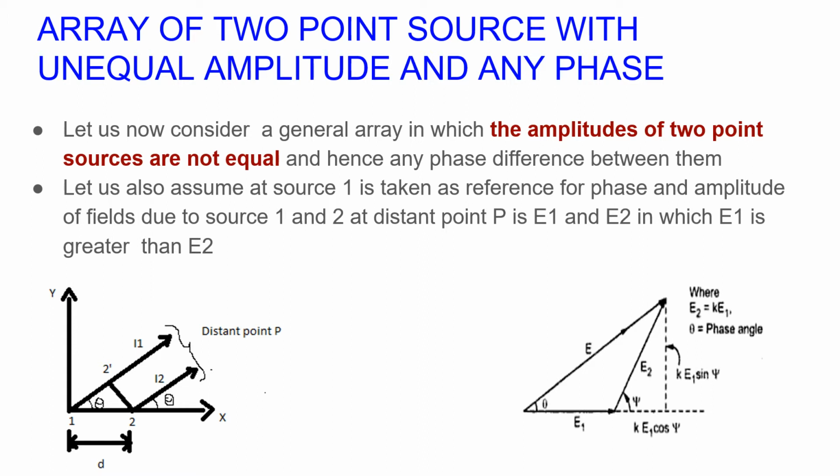Let us assume that the field of source 1 at the distant point P is E1 and the field of source 2 at the distant point P is E2, and let us also assume that E1 is greater than E2. In the second diagram we have the phasor diagram of the electric fields E1, E2 and the phase difference psi between them.